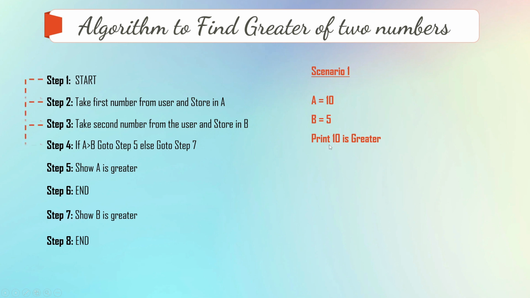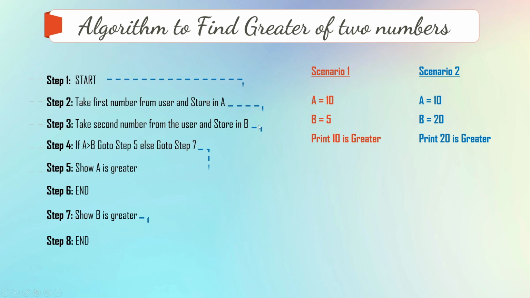Show A is greater. Now we will take another scenario where the first number is 10 and the second number is 20. So B is greater, right? When it comes to step 4, what will it check? Is A greater than B? No, A is not greater than B, right? A is 10, B is 20, so B is greater than A. The condition A is greater than B is false, so it will not go here. It will go to the else part, that is, go to step 7. So what is step 7? B is greater, correct? So it will print 20 is greater.